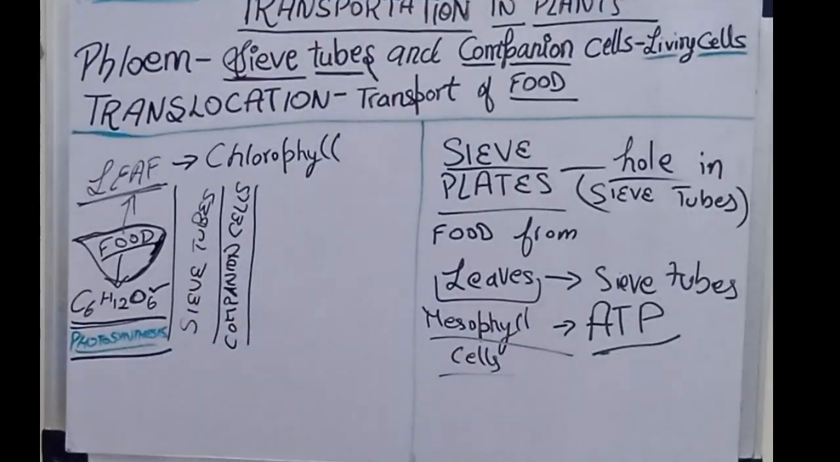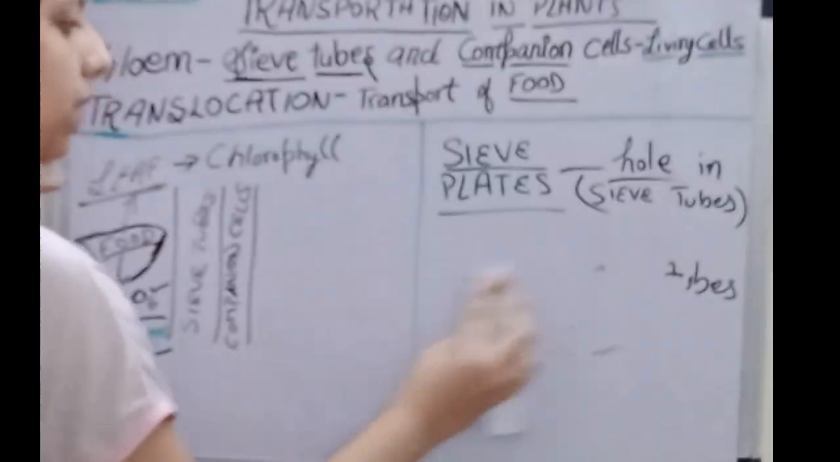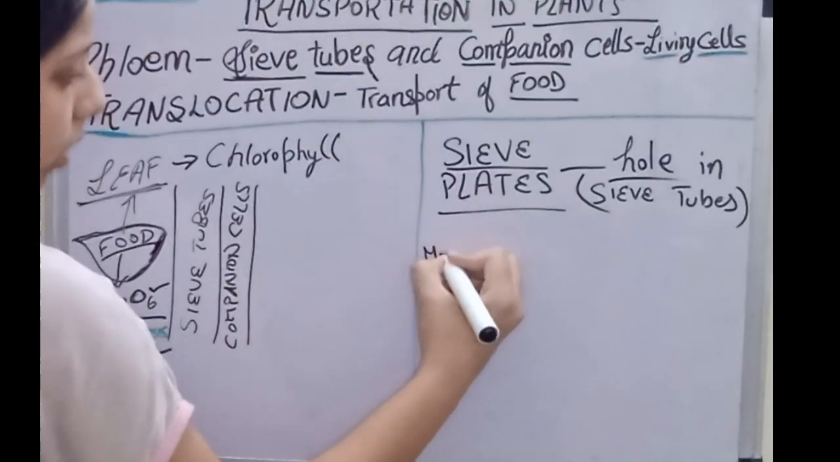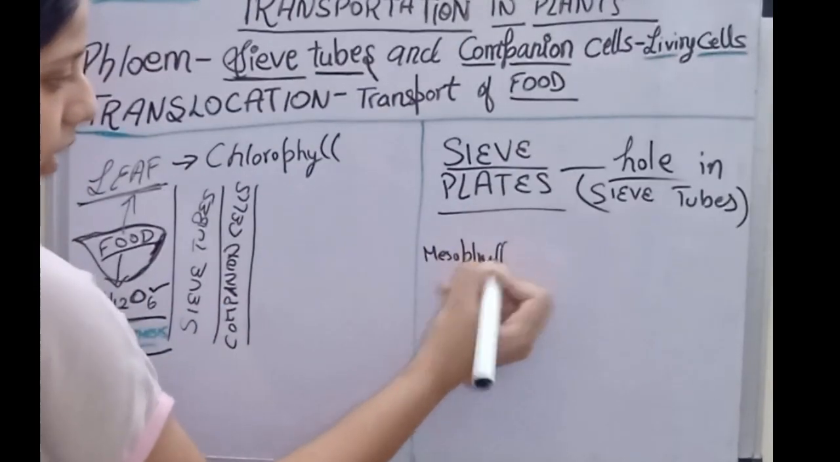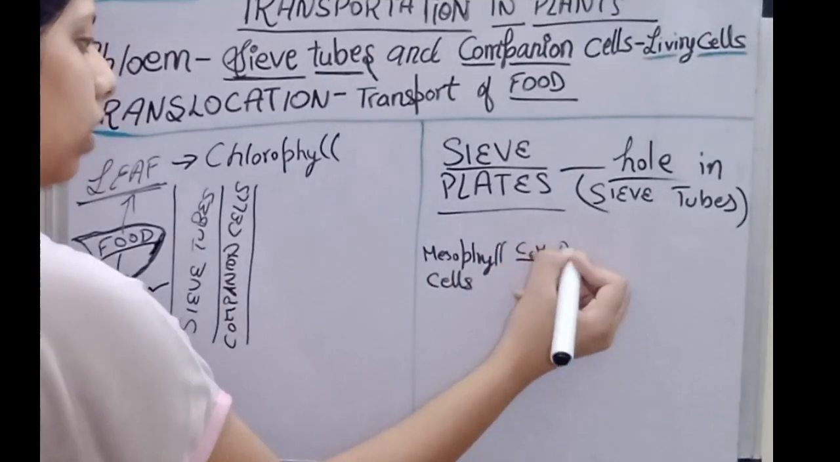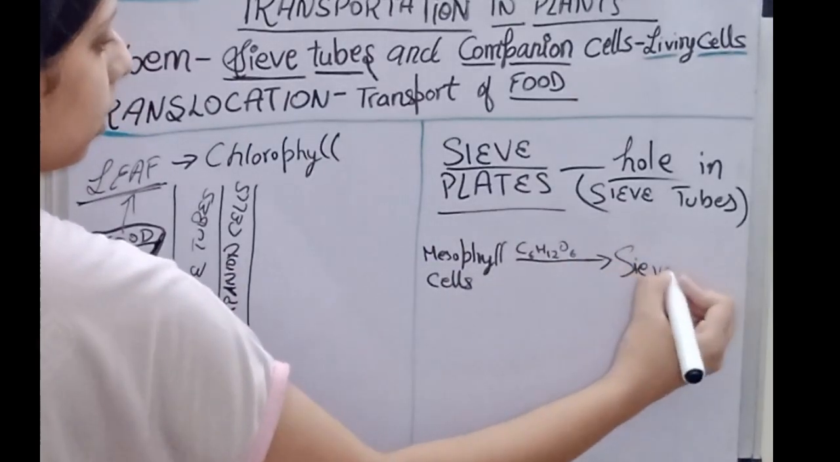Okay, this is clear. Let me write it up cleanly so that it looks nice and understandable. Mesophyll cells, 2C6H12 and 6 is going into what? In your sieve tubes.